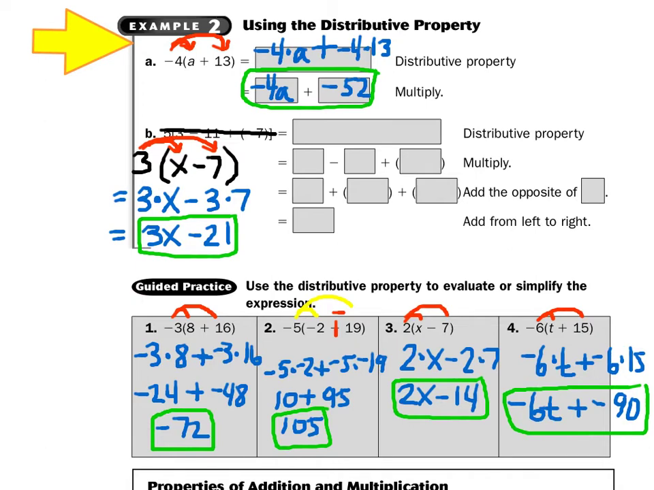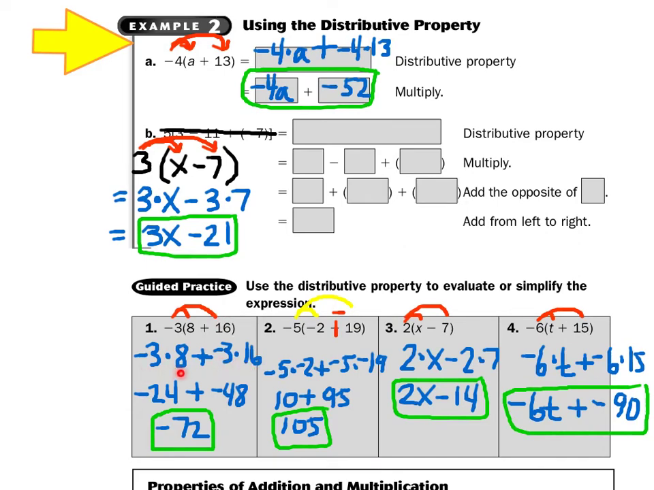We're going to do these together. So take a look at number 1. I have negative 3 times the quantity 8 plus 16. So grab your negative 3 and draw a rainbow to the 8. That gives us negative 3 times 8. And then draw your plus sign. You have to copy the addition sign. And then grab the negative 3 and draw a rainbow to the 16. So you have negative 3 times 16.